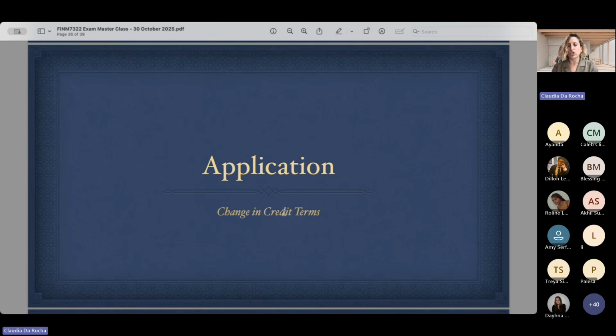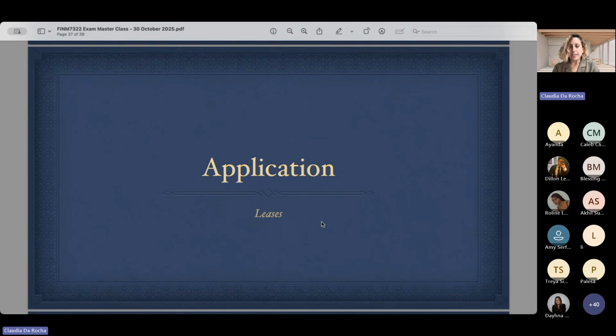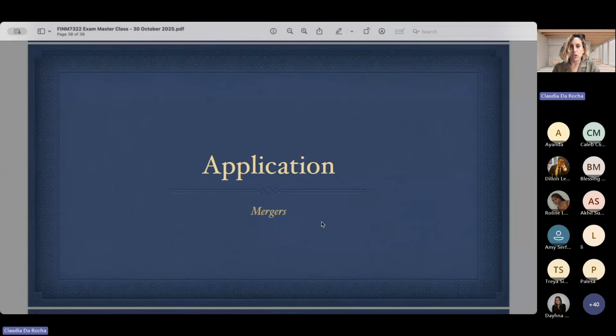The first one is on changing credit terms, which is your learning unit 5 question. Second one is on leases, which is your learning unit 6 question. And then I've got mergers, which is your learning unit 7 question. And in this learning unit 7, there's a bit of learning unit 3 with the dividends and 4. All right, so I'm just going to be on mute and go off camera for 5 minutes. Let's take a short break, then we'll come back and continue with the questions.